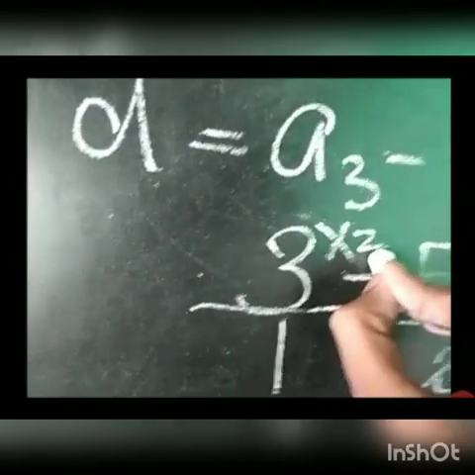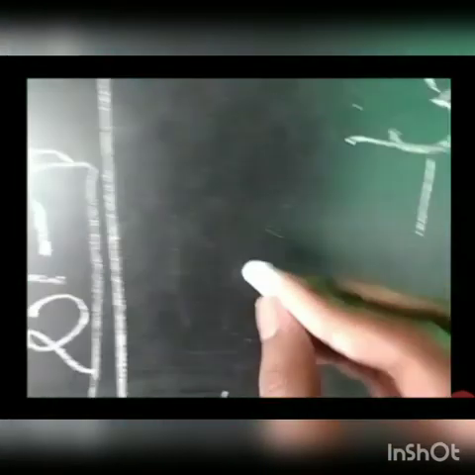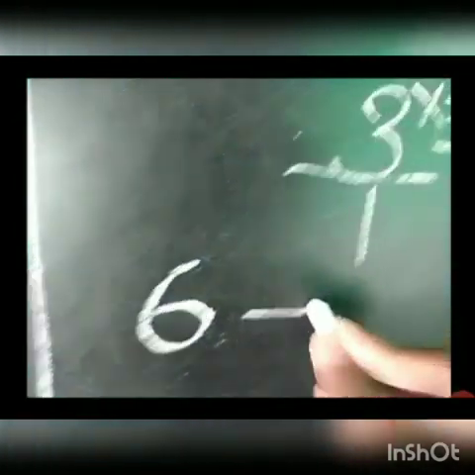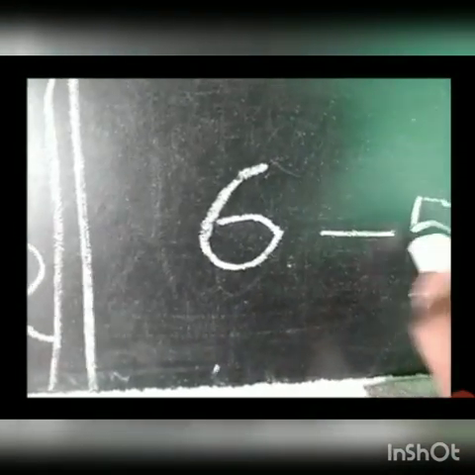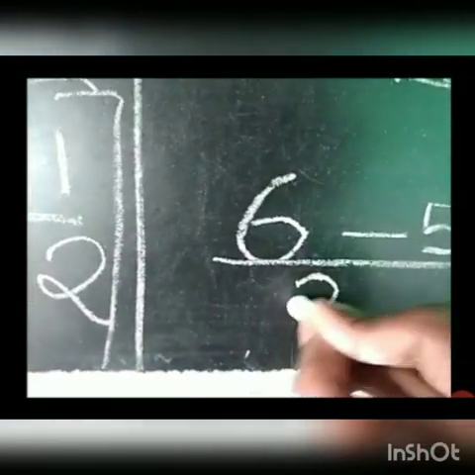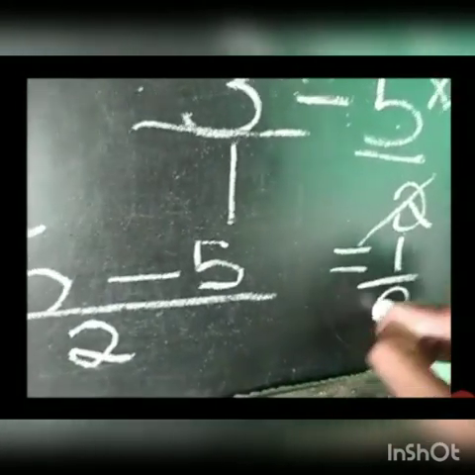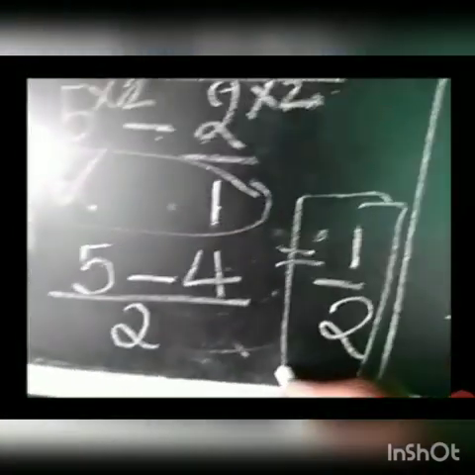But in this case 2 will not get cancelled. So 3 into 2 we are going to write 6. We have a minus sign, so write minus 5 into 1. This 2 has been cancelled to 1. 5 into 1 is 5, divided by the LCM you got, 2. 6 minus 5 divided by 2. What is 6 minus 5? It is 1 divided by 2. In this case also I am getting D as 1 by 2.